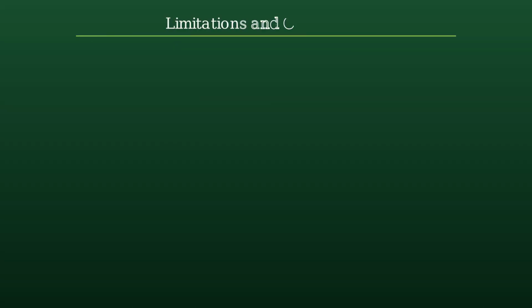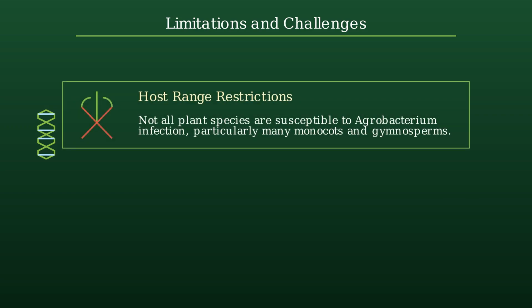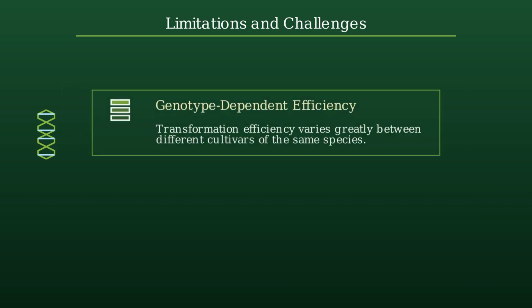While agrobacterium-mediated transformation is a powerful technique, it faces several limitations and challenges that researchers must overcome. Many plant species, particularly monocots and gymnosperms, are naturally resistant to agrobacterium infection, limiting its applicability. Even within the same species, different cultivars can show dramatically different transformation efficiencies, requiring optimization for each genotype.